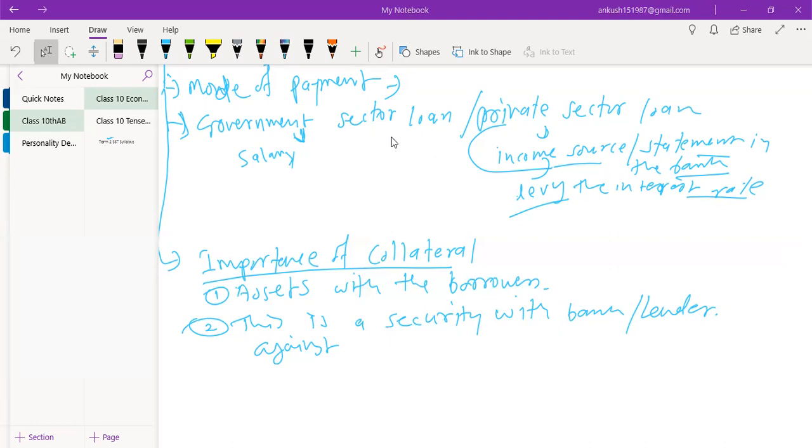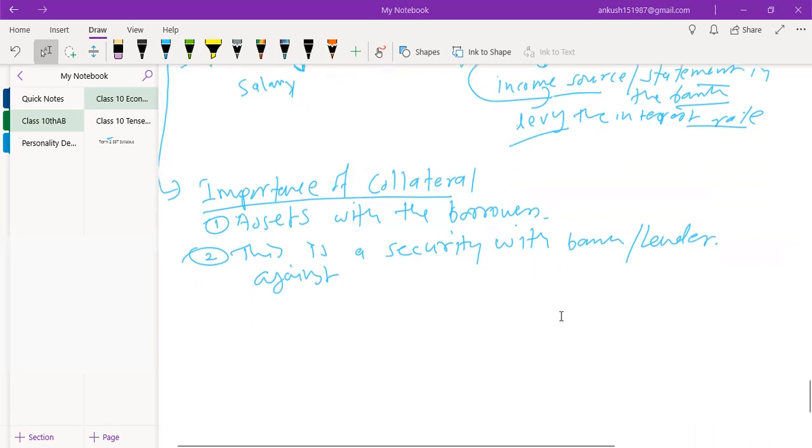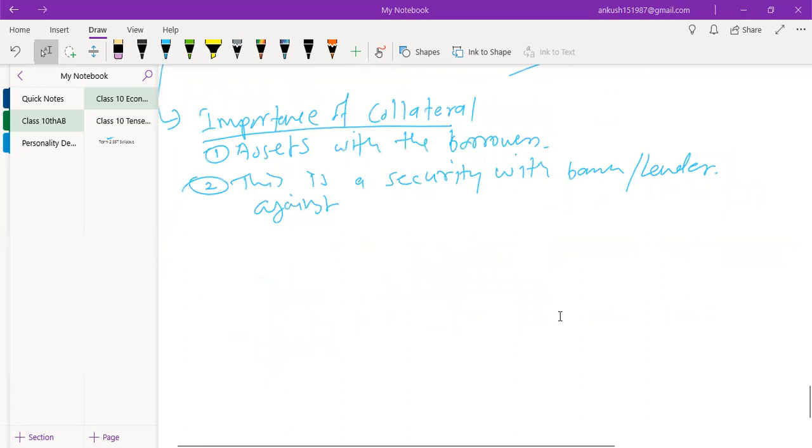Suppose the board is asking you a question, what is the importance of collateral? In both terms, you would have to write in favor of the bank, and what could be done to the borrower as well, if he is unable to repay the loan amount. Have you got it? In both the cases, you would have to write there. So point-wise, you will write what could be done to the bank and what could be done to the borrower. Understood?